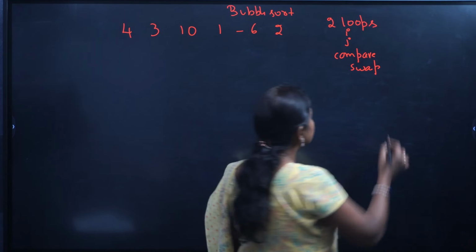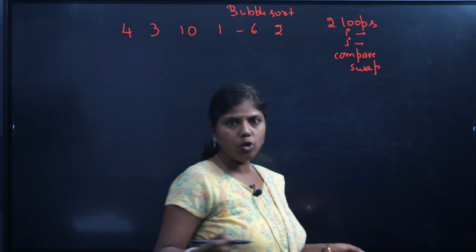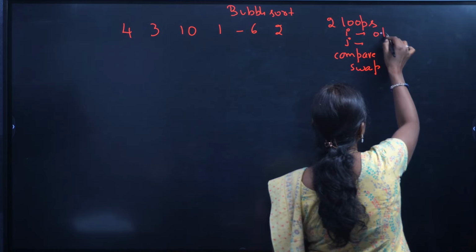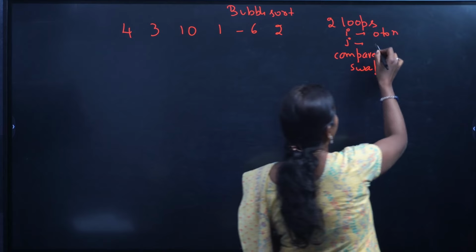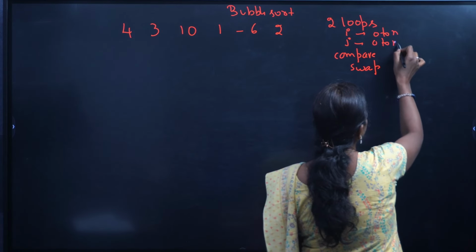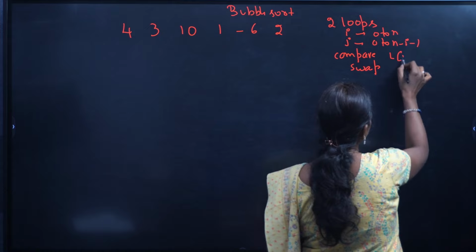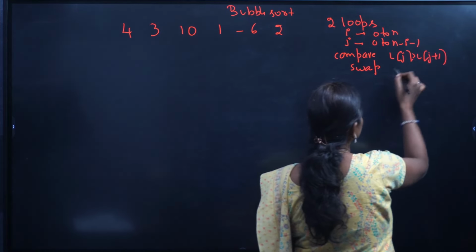So 2 loops. Which are the 2 loops? One is going to be the I loop, another is going to be the J loop. What is the I loop? The I loop is the same for all the sorting techniques. That's going to be 0 to n. What is the J loop? The J loop will be from 0 to n minus I minus 1. Compare L of J with L of J plus 1. If greater, you swap it.